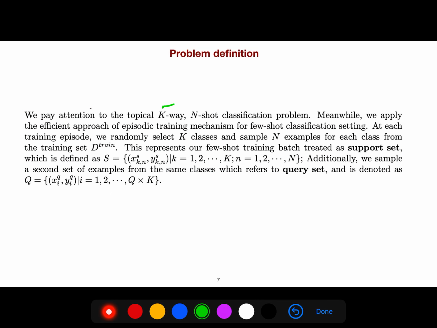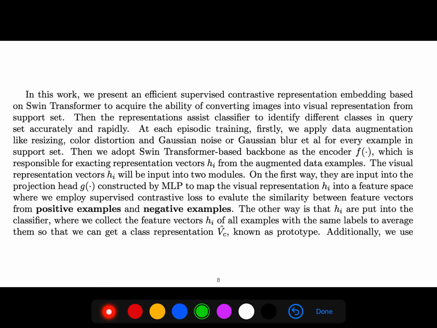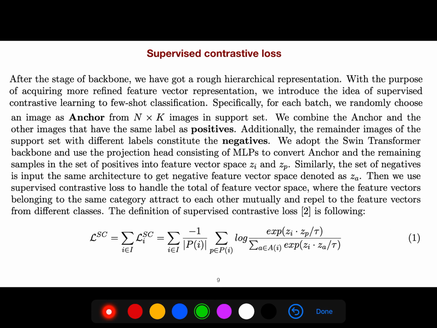So again, we have the K-way N-shot problem. So we have N examples and K classes. We have support and queries as standard. But we employ supervised contrastive loss to evaluate the similarity between the feature vectors from positive examples and negative examples. The other way is that h_i are put into the classifier, where we collect the feature vectors of all examples with the same labels and average them so that we can get a class representation. Those are the prototypes that we always call.